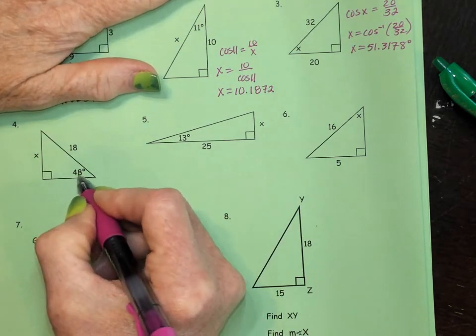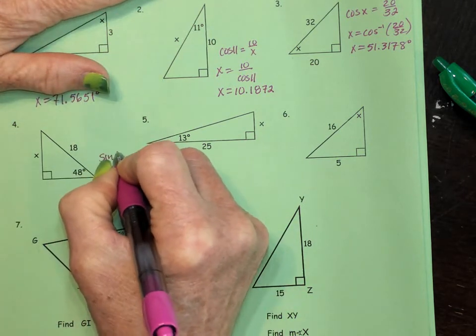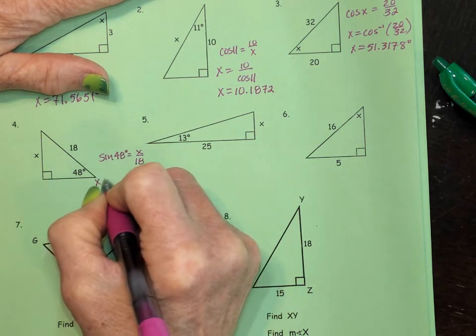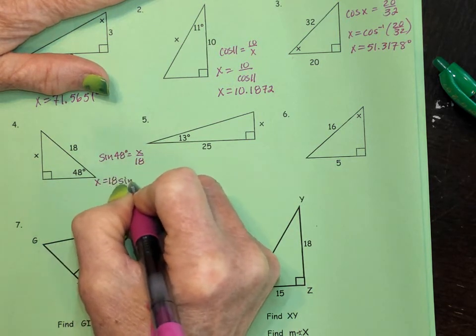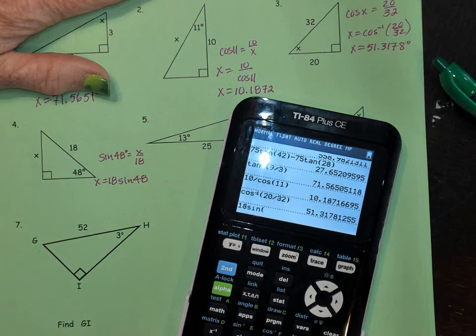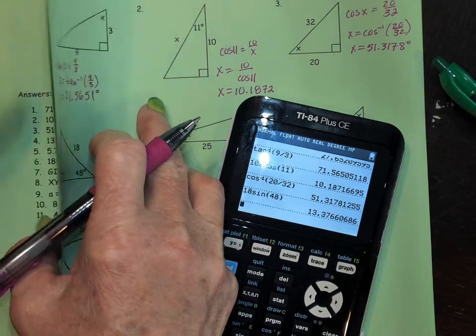Number 4. Let's see. From the 48, this is opposite and hypotenuse. That's a sine. X over 18. So x is 18 sine 48. 13.3766. Yes.